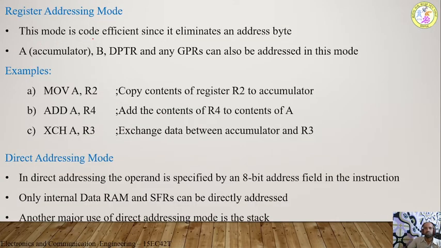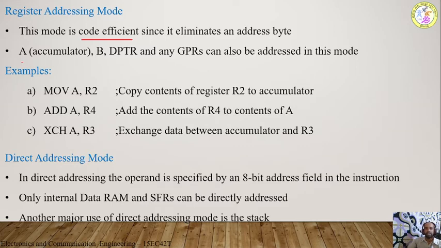The third bit and the fourth bit of the program status word register decides which bank has been selected. And this mode is code efficient since it eliminates an address byte. Since both the operands are registers here, the execution time is fast and it is efficient. There is no address here. So accessing the memory always takes more time as compared to accessing the registers, because registers are very near, very closer to the processor as compared to the memory. Even though the memory is inbuilt in the 8051, accessing a register is easy as compared to accessing the memory.